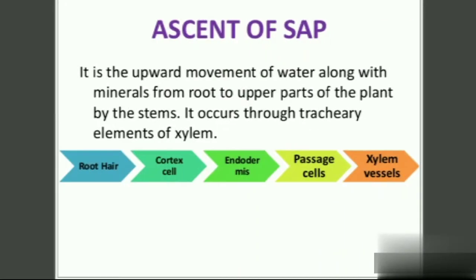Now we will see the next one, ascent of sap. Ascent of sap means movement from the root to all the parts of the plant. Basically, this is for the transport of water and minerals. It passes from the root hair, then cortex cell, then endodermis, then passage cell, then xylem vessel. This is the movement of water molecules along with the minerals from the root to the upper parts of the plant.